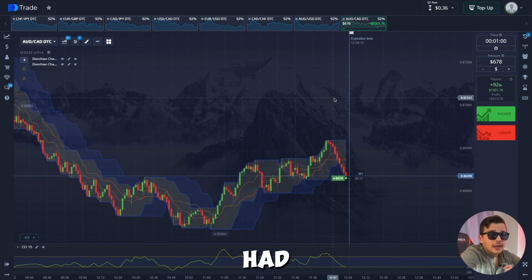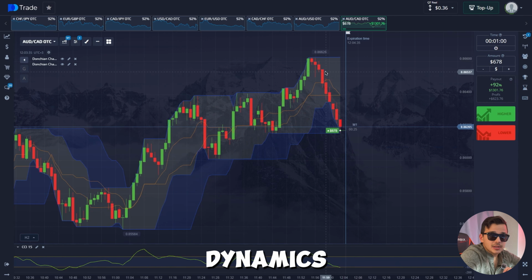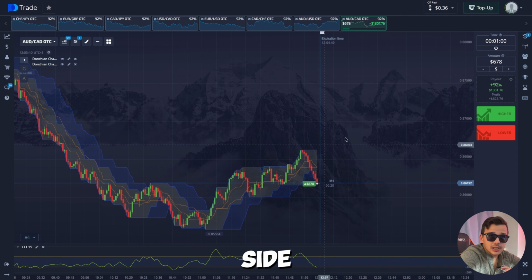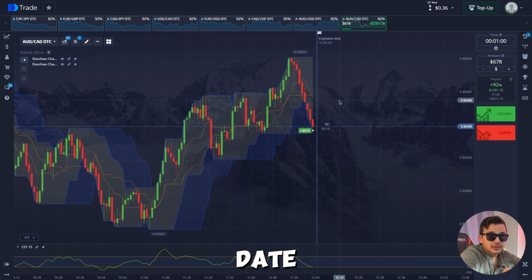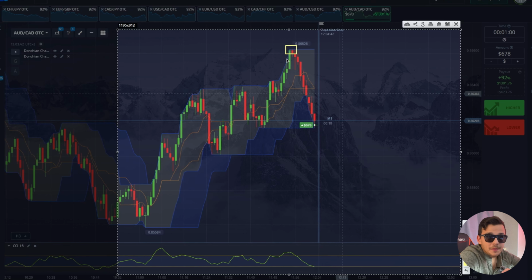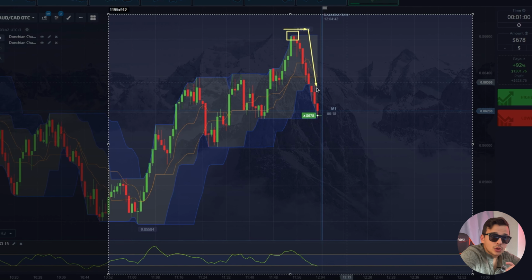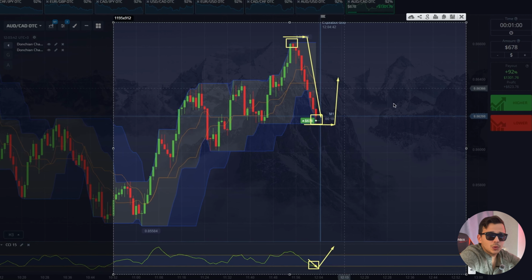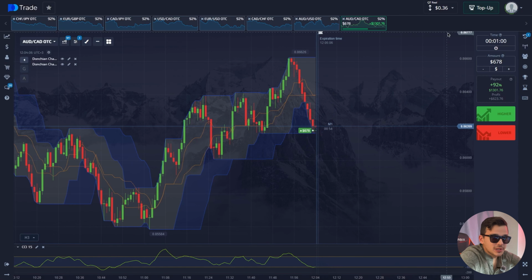First of all, we had a very strong correction in our dynamics. Earlier there was a downward dynamics, then it took an upward side, and after our update, just here where the deal was open, the local maximum, the dynamics of the movement has strongly gone into the correction. There was a touch of the lower moving line of our channel indicator, and as there was a very strong correction, I think here we'll have enough balance in the dynamics, and we're going to go up. Let's watch the result.